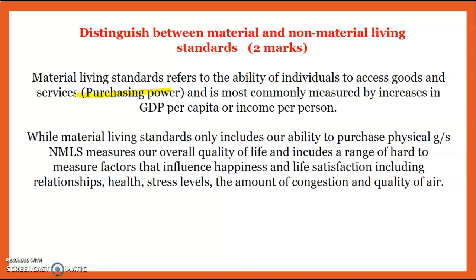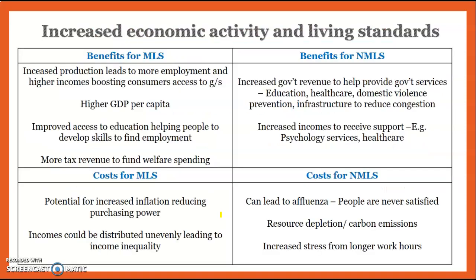So material living standards, looking at access to goods and services, which is generally measured by GDP per capita or income per person. Non-material living standards are basically other quality of life factors, factors that are generally hard to measure, that also affect the satisfaction of our lives. So things like relationships, health, stress levels, congestion, quality of air. So when you're defining non-material living standards, provide a range of examples of things that impact our quality of life.